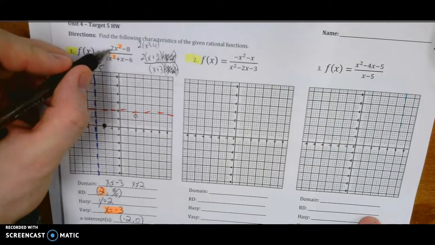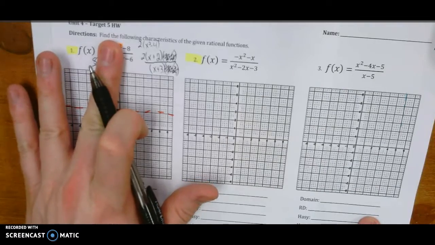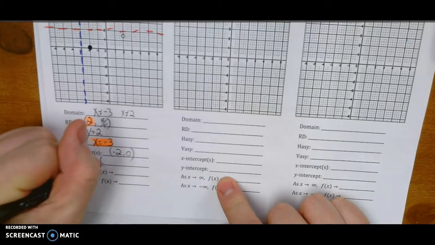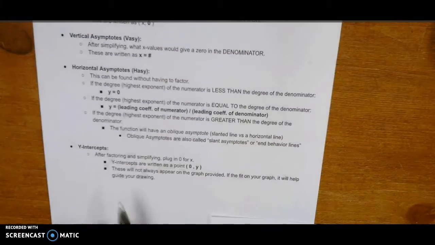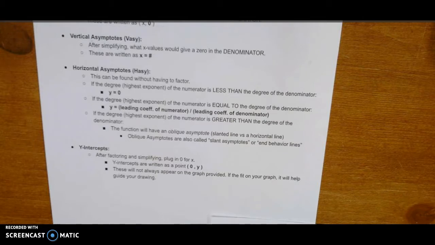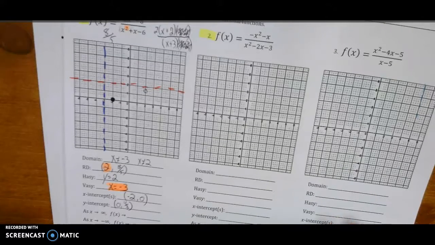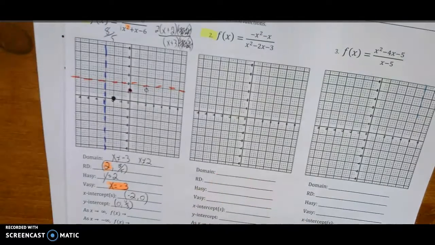Or I could plug in 0 right off the bat, and if I do that, anything with an x cancels out, so I'll have -8 over -6, and that reduces again to 4/3. So either way you want to look at it, it doesn't matter. So the point is (0, 4/3). A side note: this might not fit on your graph. 4/3 will fit on my graph here, but if I get something like -25, obviously that's not going to fit, so I don't always have to draw that. 4/3 is about 1 1/3, 1.3333, so that'd be about right there is my y-intercept.